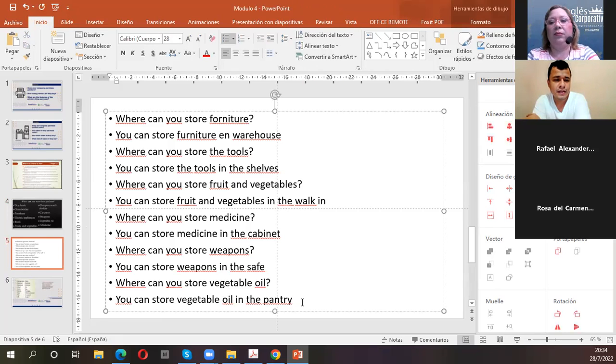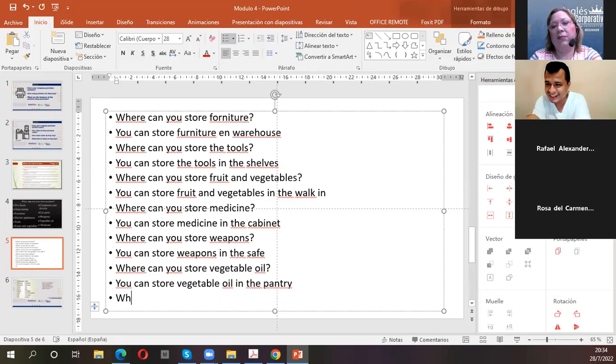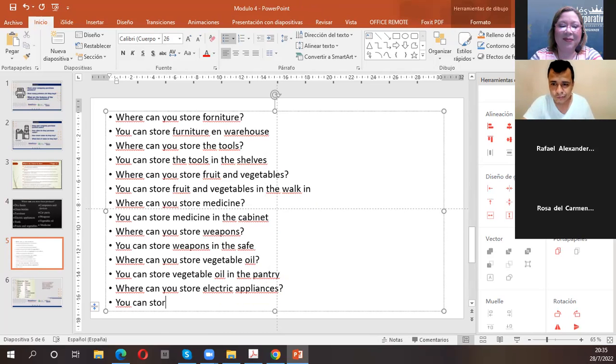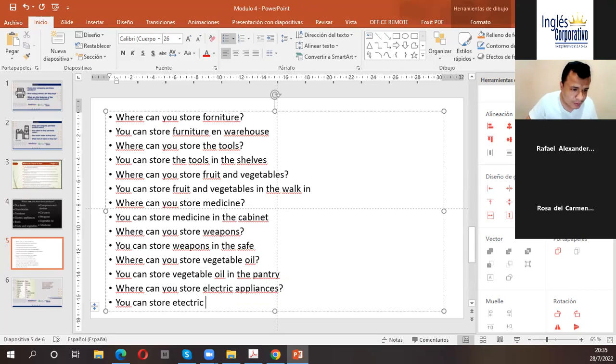Where can you store electric appliances? Appliances. Me cuestan las palabras así medio compuestas. Yeah. You have to practice a little more of those kind of words. Appliances. The question mark. Electric appliance. You can store electric appliances in a. Let me see. In a storeroom. Puede ser. Or closet?